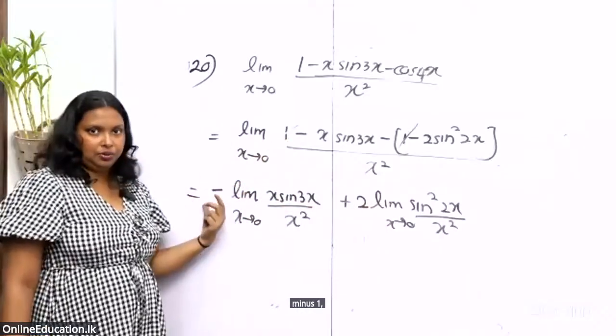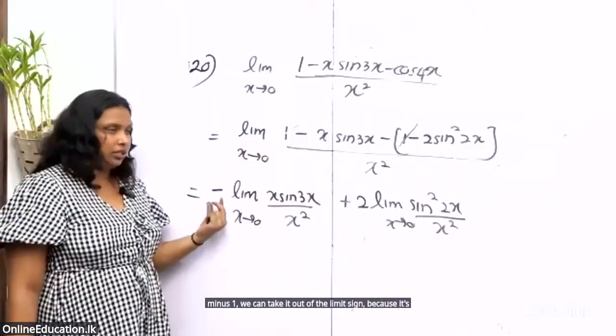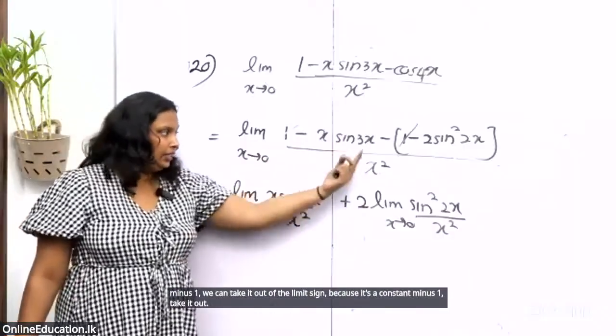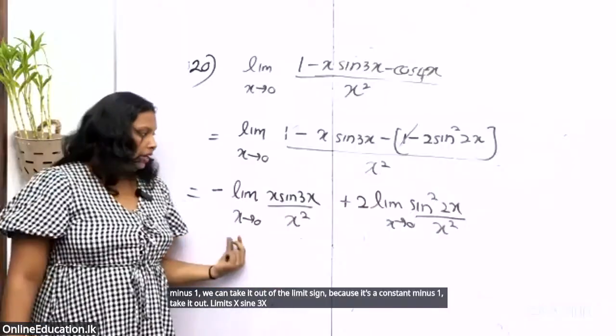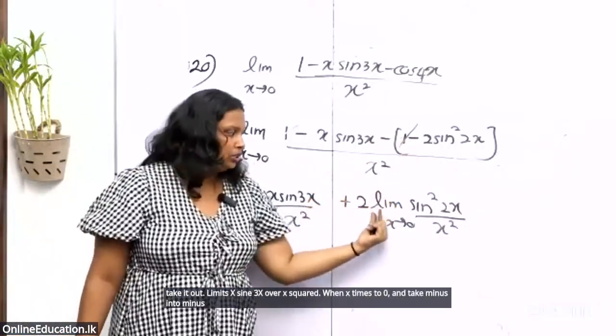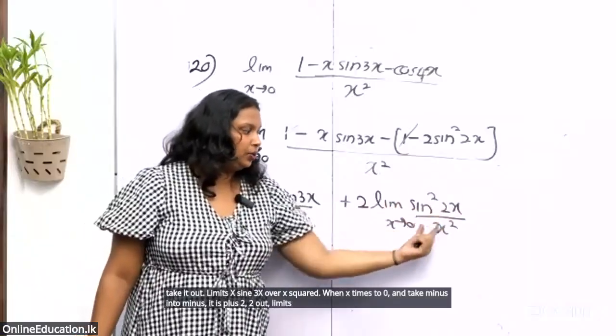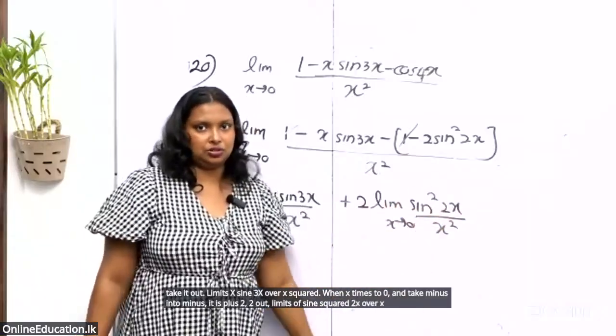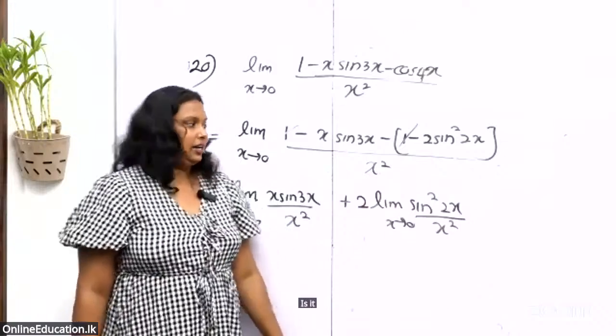We can take it out of the limit sign because it's a constant, minus 1. Take it out: limit of x sine 3x over x squared when x tends to 0. And minus into minus is plus 2, 2 out: limit of sine squared 2x over x squared when x tends to 0. Is it clear?